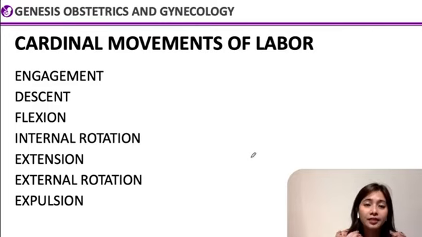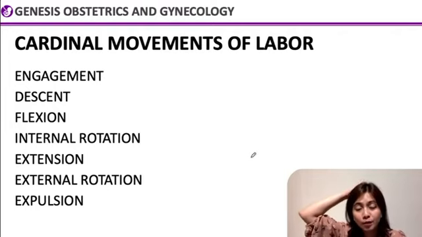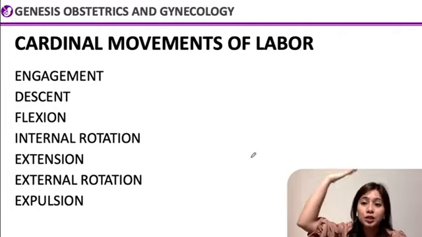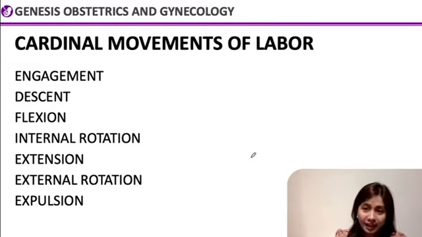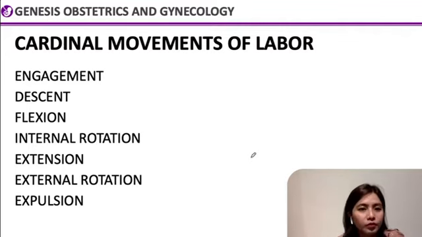Again, I'd like to clarify that these are the cardinal movements of labor in your most common presentation, which is your vertex presentation. So in vertex presentation, the arbitrarily chosen part is your occiput. Specifically, na pinapalpate namin dyan is the posterior fontanelle. Ano yung shape niya? Triangle, okay? Yung diamond shape is the anterior fontanelle, which is actually the bigger fontanelle. But what we use talaga as a marker is your posterior fontanelle, okay? Okay, so tara, i-discuss natin yung cardinal movements of labor.